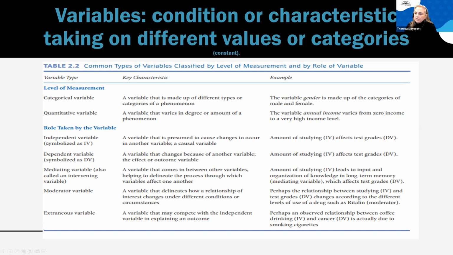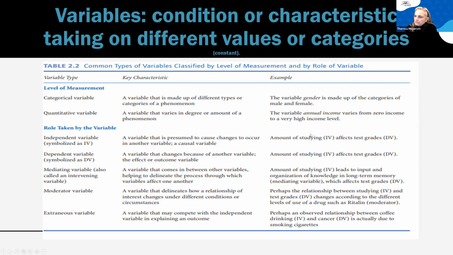So an independent variable, and this is important because you're going to have to come up with an independent and dependent variable in your study, but not really. I'll explain this later. If you have a quantitative study, or a mixed method study, it's very obvious what it is. But an independent variable is a variable that is presumed to cause changes to occur in another variable. It's the cause of something. The amount of studying, the independent variable, affects test grades. So as the studying goes up, the grades go up.